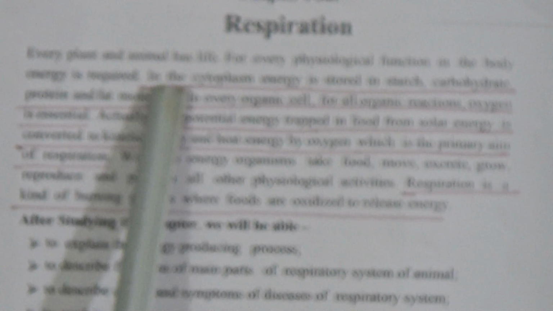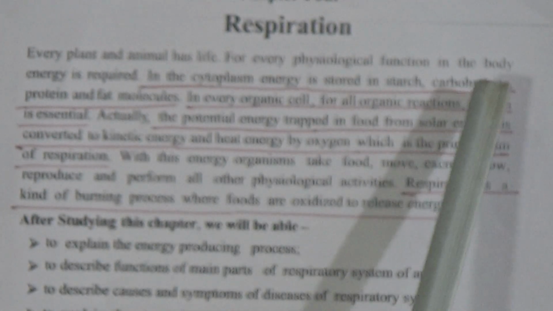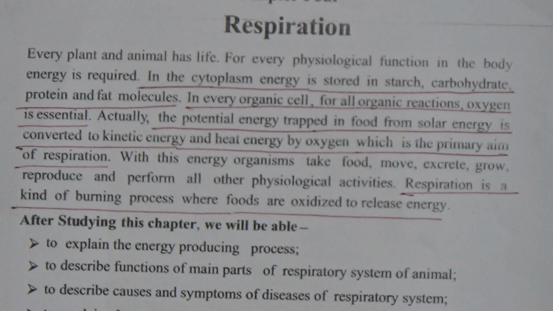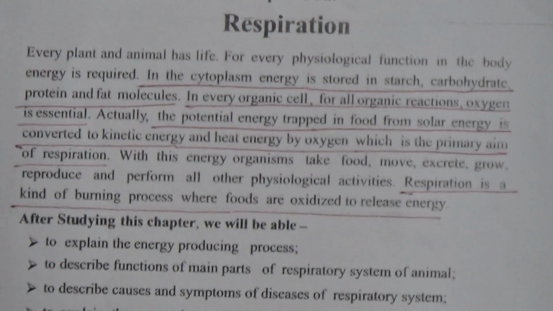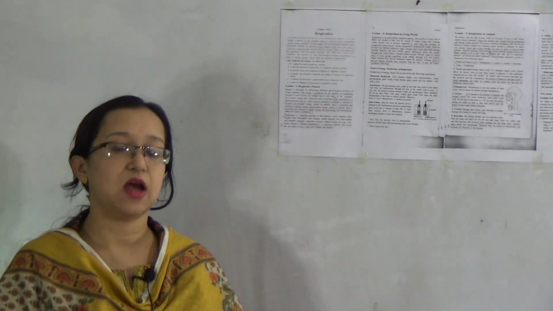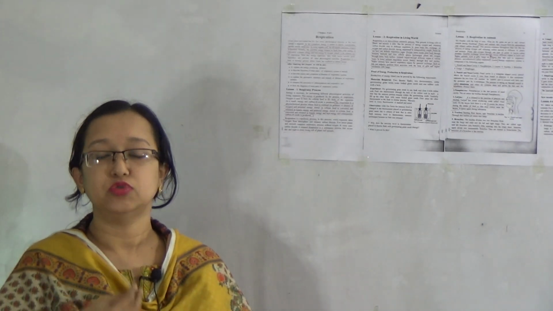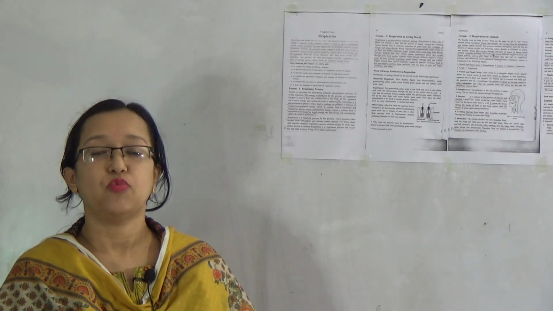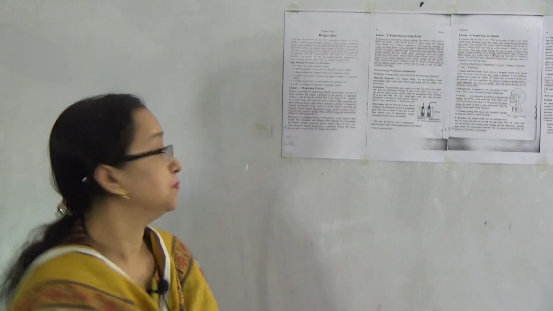The name of our chapter is respiration. It is chapter 4. Every plant and animal has life. For every physiological function in the body, energy is required. What is physiological function? Physiological function means you take oxygen and you exhale carbon dioxide. You take food, your food is digested and you get energy from the food. These are called physiological functions.